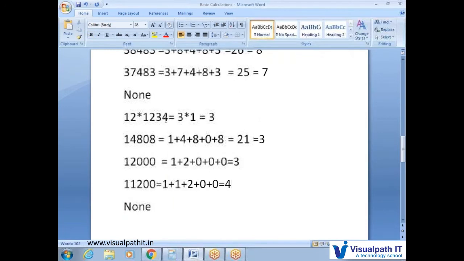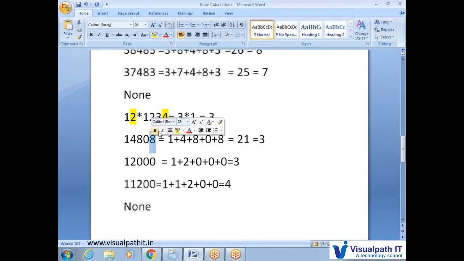In this case, what are the units place values? 1, 2, 3, 4. So 4 is the units place value. And 1, 2. Here also 2 is the units place value. Both are multiplying. The product of these two numbers, 4 times 2, what is the ending value? 8. In the given options, what is the ending value? 8 is the answer.